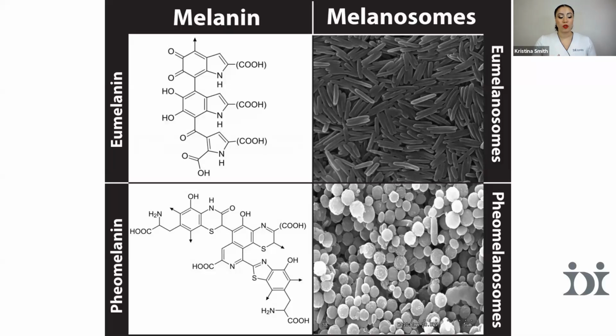Now, remember we said that most people will have some kind of combination of both. Most people don't just have all eumelanosomes or all pheomelanosomes. So what you'll generally see is, depending on that client's ethnic background, because that will determine what types of melanosomes they inherit, they're going to have some kind of mix of both. So this is going to vary depending on the client's Fitzpatrick as well.